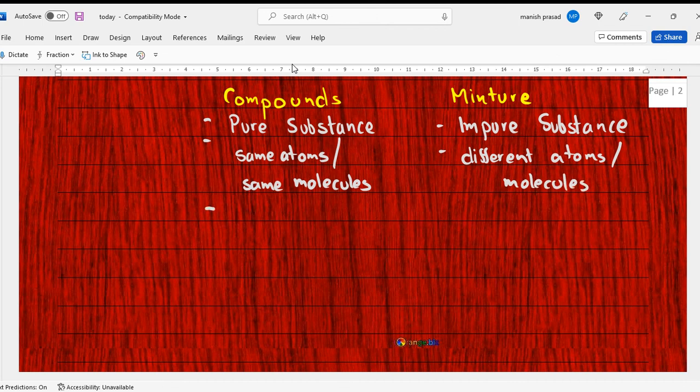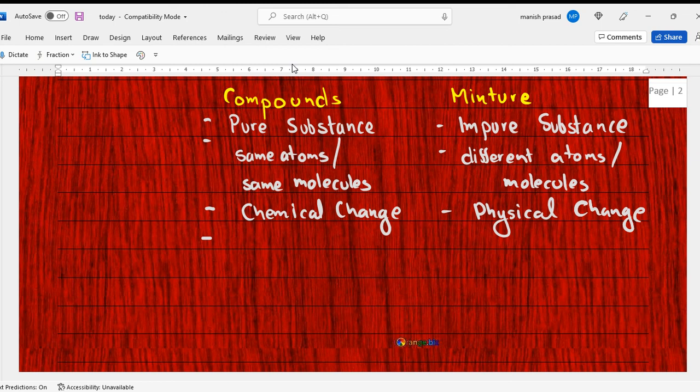Now, which one is a physical change? Which one is a chemical change? Pure substances are the chemical change? Right. Formation of a compound is a chemical change and formation of a mixture is a physical change. Now, which one is reversible, which one is irreversible? The mixture is reversible and the compounds are irreversible.